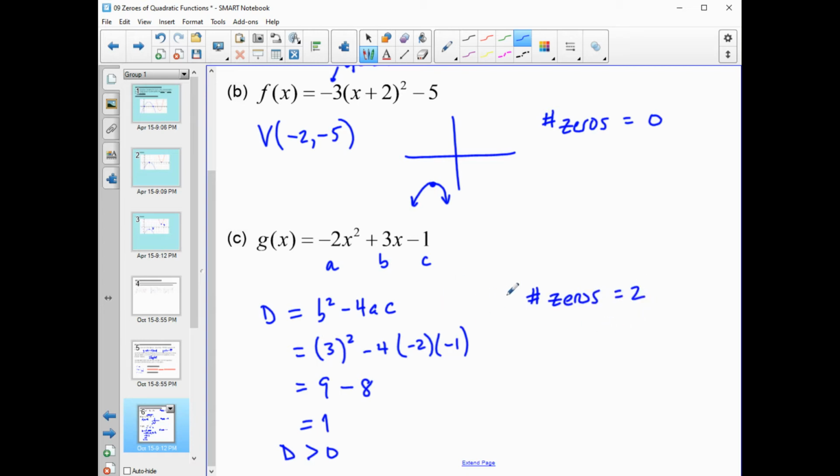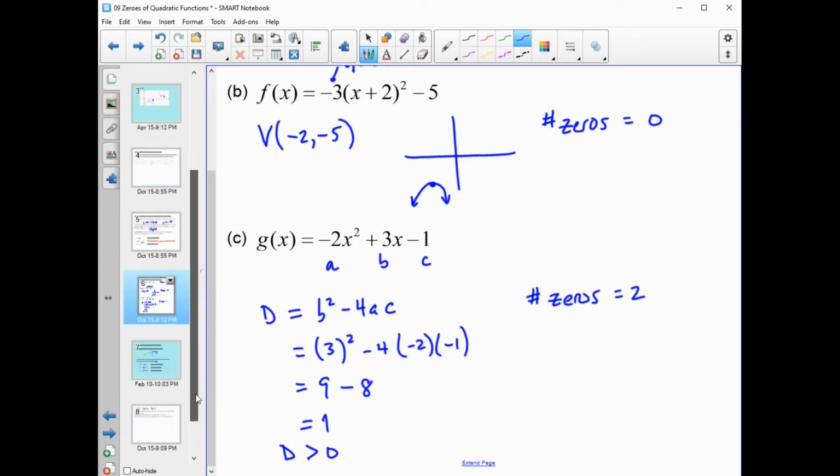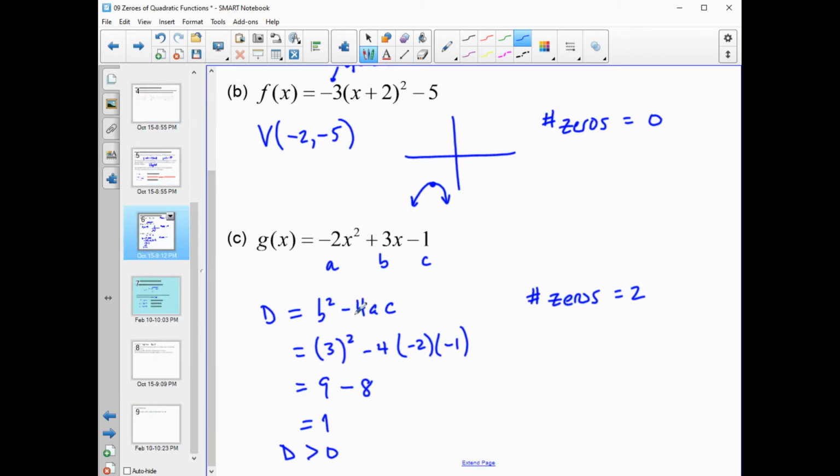So if you're just being asked for the pure number of zeros, then you can just go straight to the discriminant or use one of these other methods. I think that should be largely a review for students who are in the grade 11 course. This should be something that you saw in the grade 10 course.